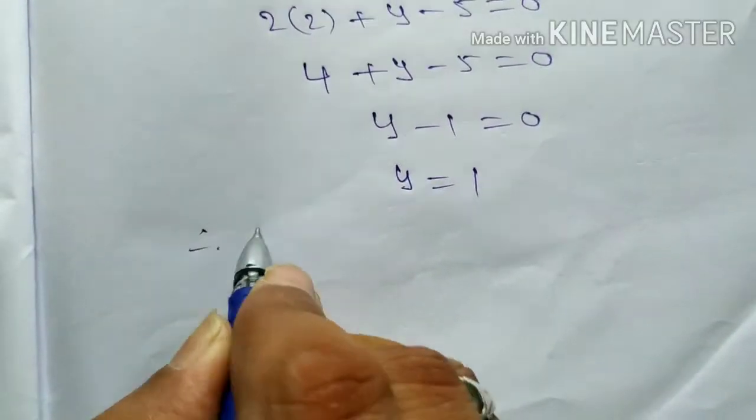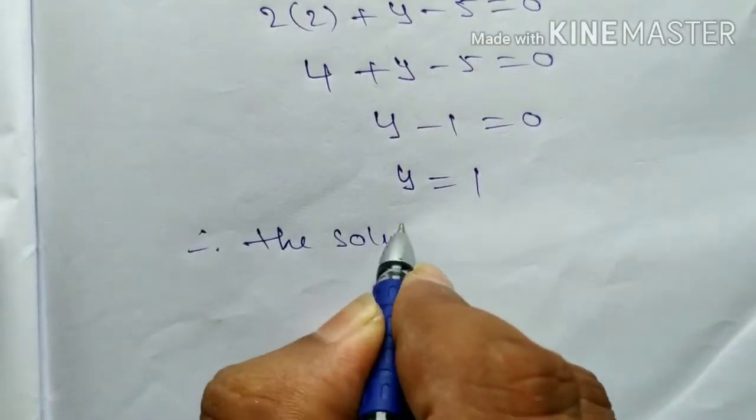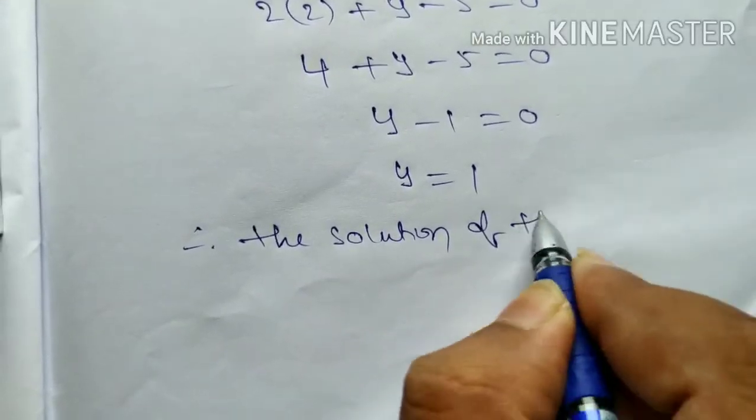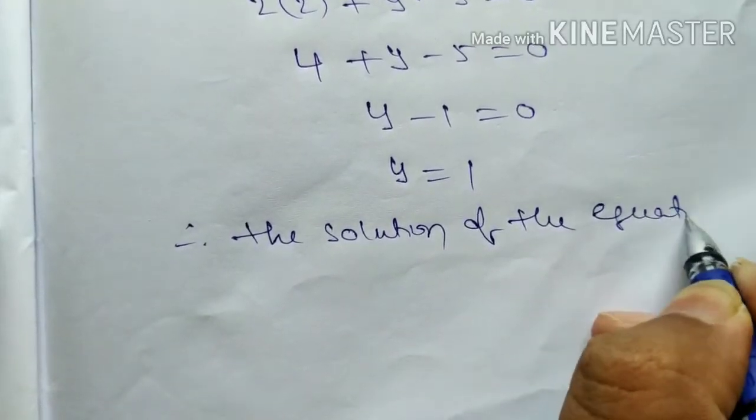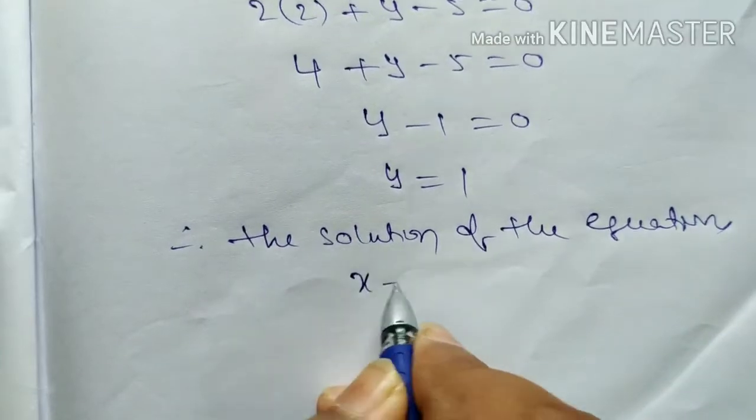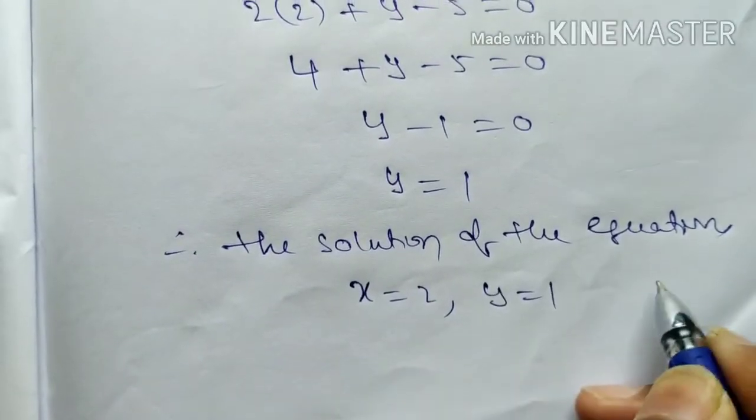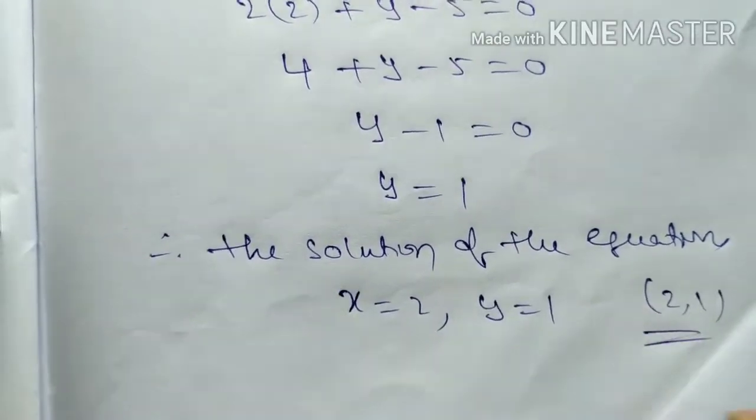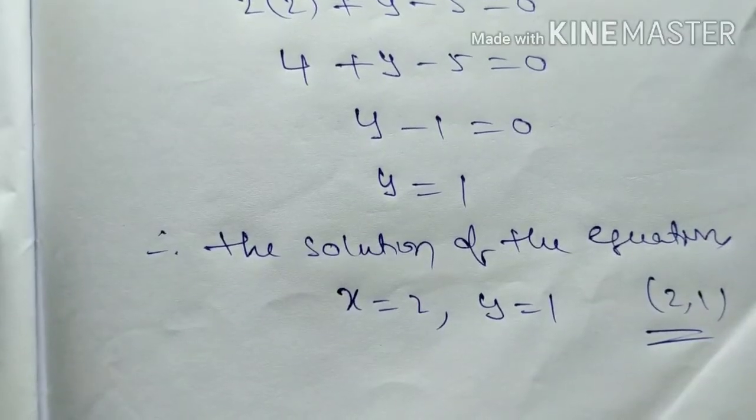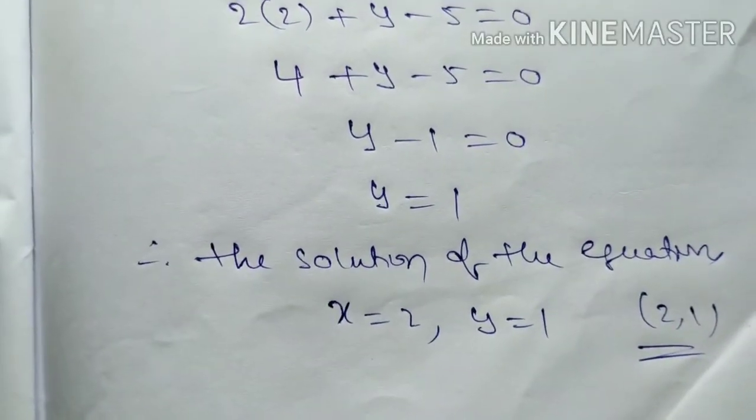So therefore the solution of the equations. What is the solution? x value is 2, y value is 1. That sometimes we'll write 2 comma 1. Like this also, right.